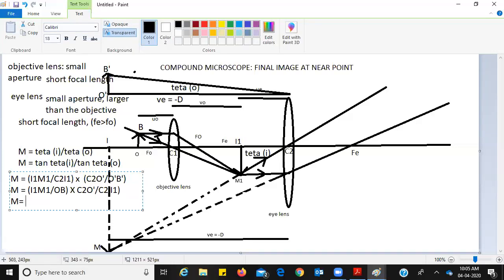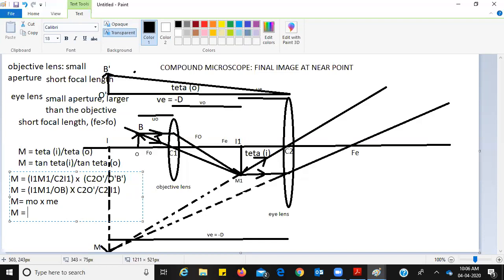What is I1 M1 by OB? Height of the image by height of the object, right? So I can write as what? Magnification of the objective lens. Then product with C2 O dash by C2 I1. That is V by U, right? That's again magnification of the eye lens, right? ME. So M is equal to M1 into M2. This is what we derived there, last chapter, last topic. M1 into M2.